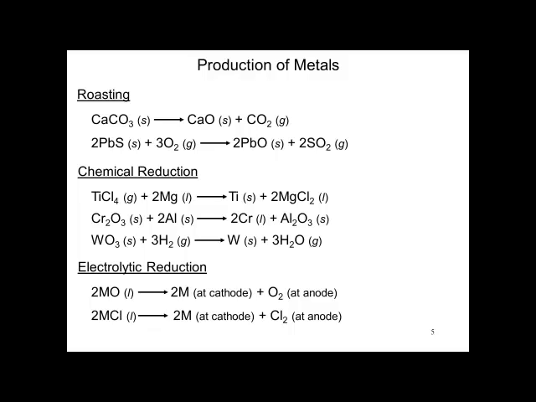The third method is electrolytic reduction. Here, the oxide of the metal is reduced to the metal and oxygen by electricity. In the case of the chloride, the metal is at the cathode and chlorine is generated at the anode.